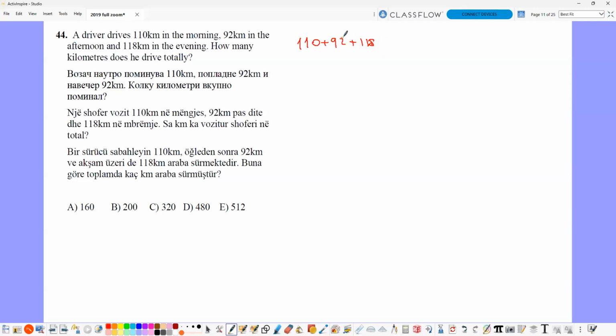Actually, when you leave the 2 here, this is 120, and 92 and 110 is 200. 200 plus 120 is 320, it's going to be.